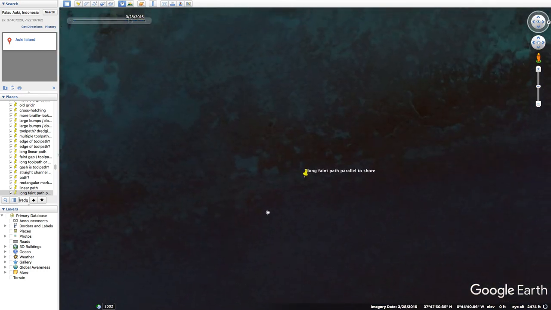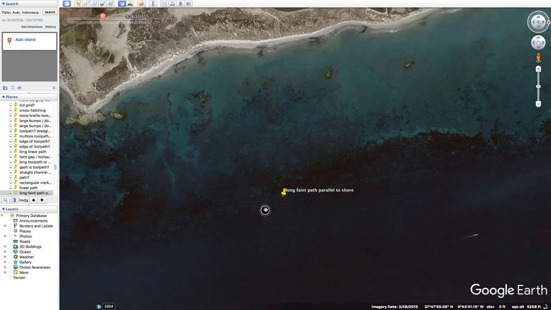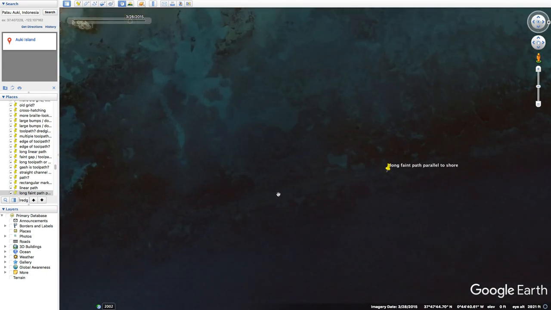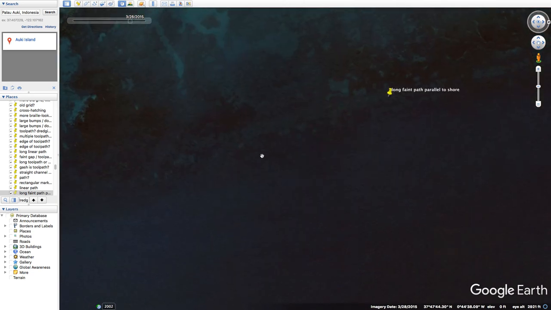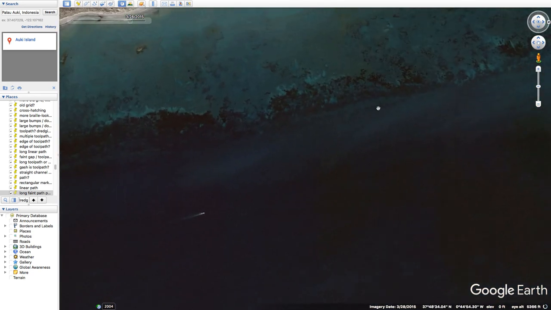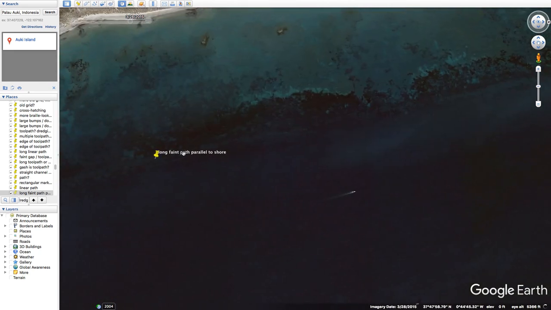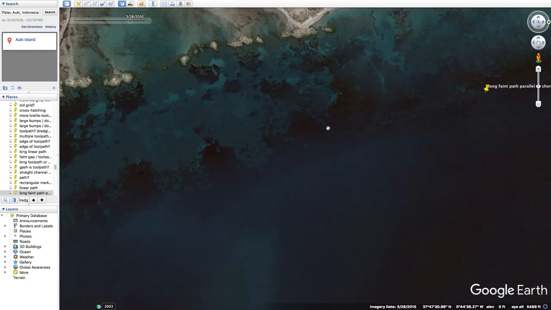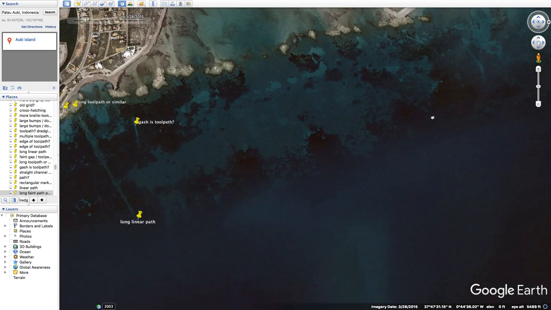Maybe this long faint path parallel to shore. So you kind of see this right here. See that faint path? The coloration's not great at all, or the contrast, but you kind of see it here. So, possible weirdness there.